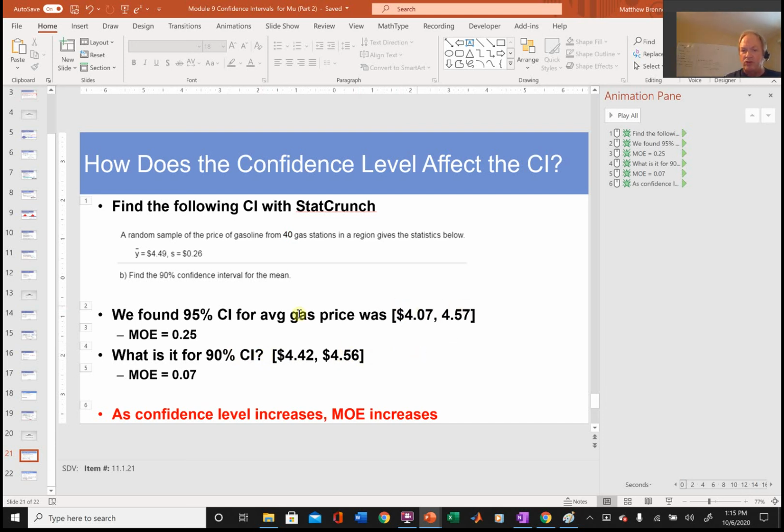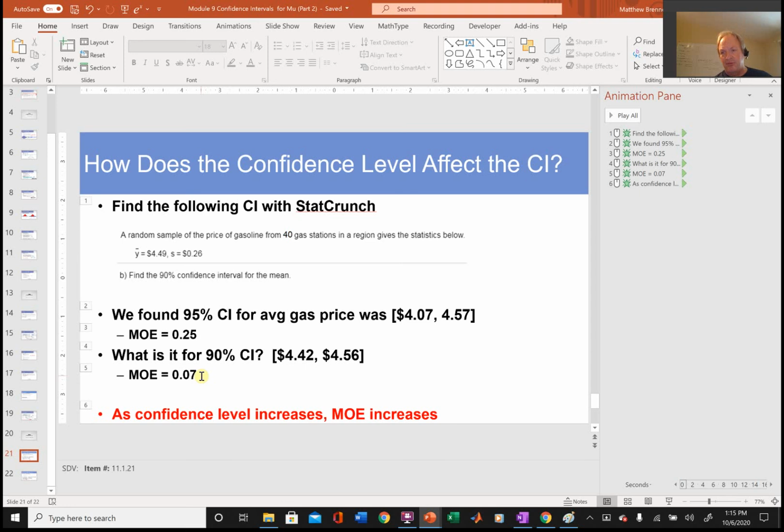Notice that the margin of error here is 25 cents. Okay, the upper value minus the lower value is 50 cents divided by 2 is 25 cents. Here, the margin of error is 7 cents, right? 56 cents minus 42 cents is 14 cents divided by 2 is 7 cents. So what we see is as the confidence level increases, the margin of error increases.